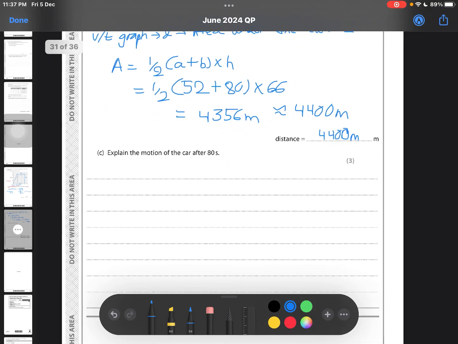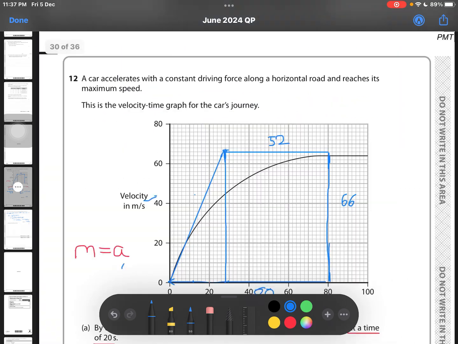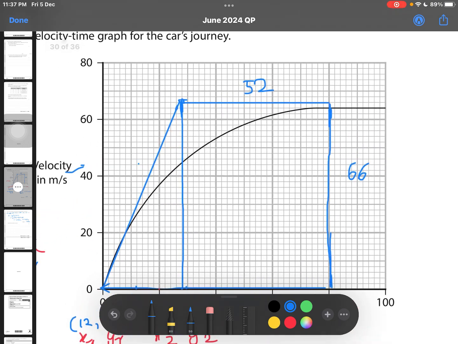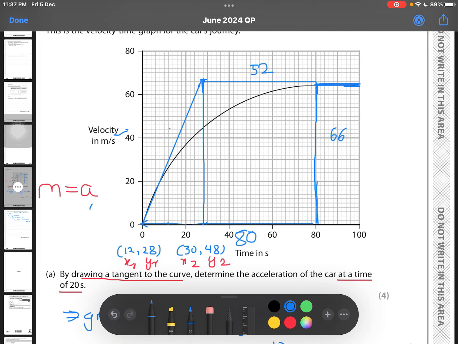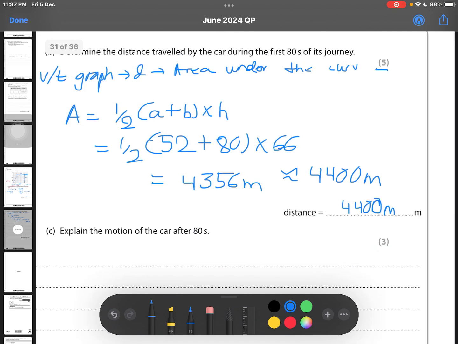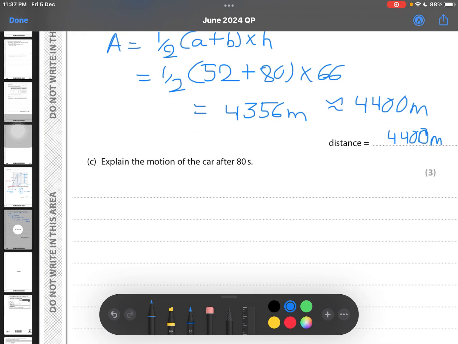The last question we have is explain the motion of the car after 80 seconds. So after 80 seconds, we can see that there's a constant velocity, right? So a constant velocity, okay, means that acceleration is zero. So we can write here, since it's a 3-mark question, we need to write 3 pointers.